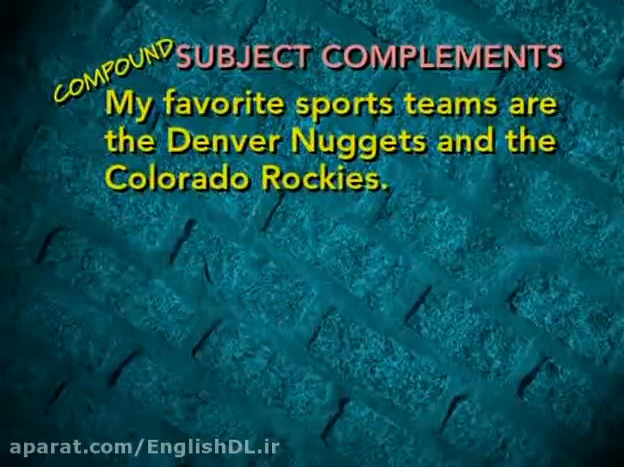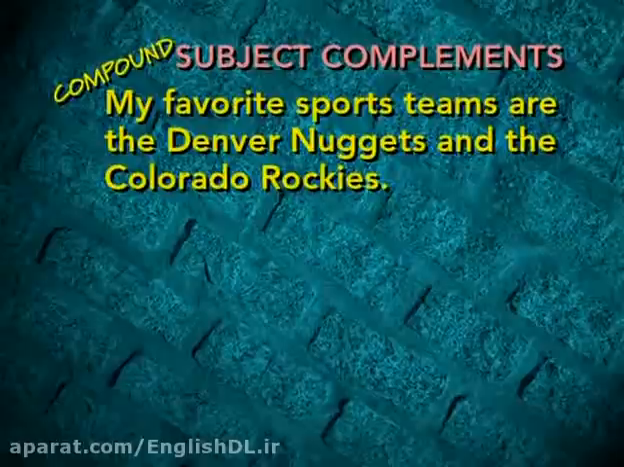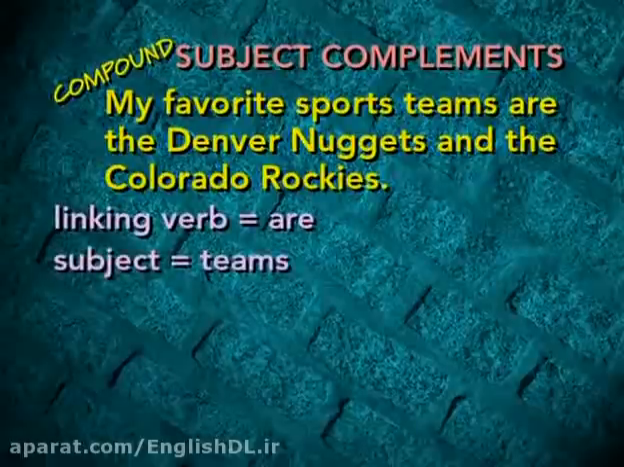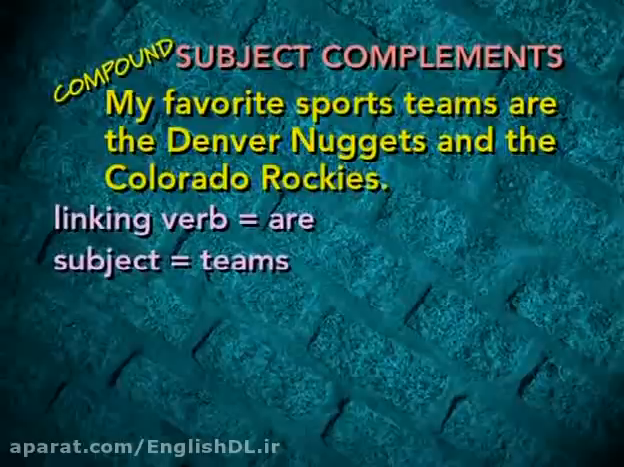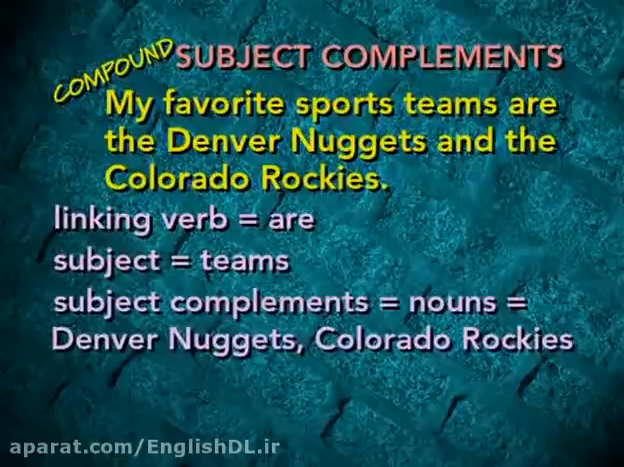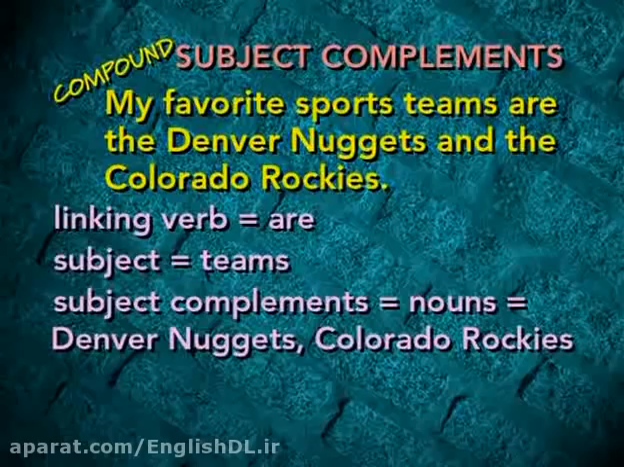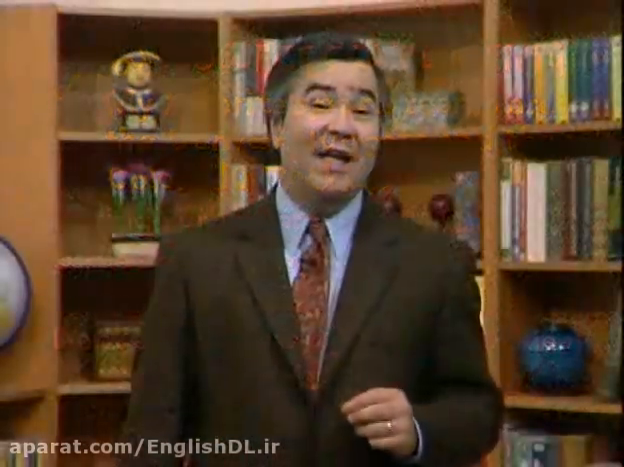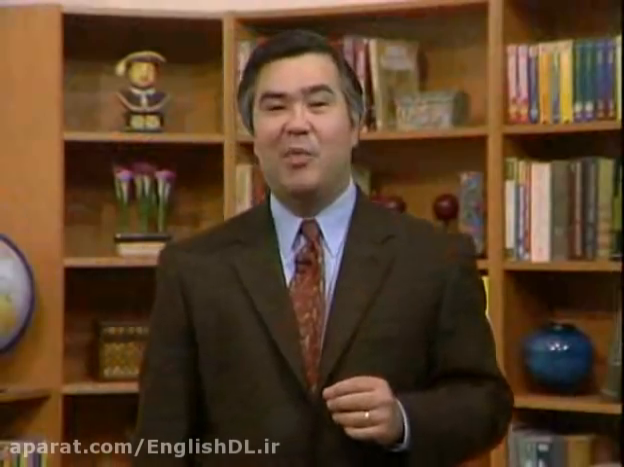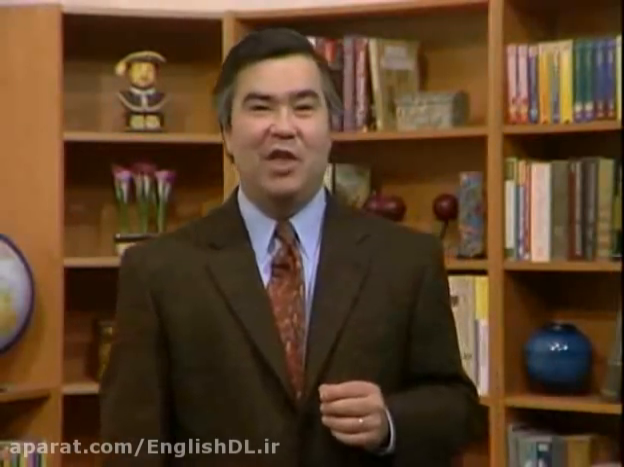My favorite sports teams are the Denver Nuggets and the Colorado Rockies. Here the linking verb is are, teams is the subject, more specifically my favorite sports teams, and there are two nouns that serve as subject complements, Denver Nuggets and Colorado Rockies. Another example of how the subject complement can be compound. Try your hand at the next exercise in your study guide, which will give you a chance to practice the skills and information we've just shared with you.